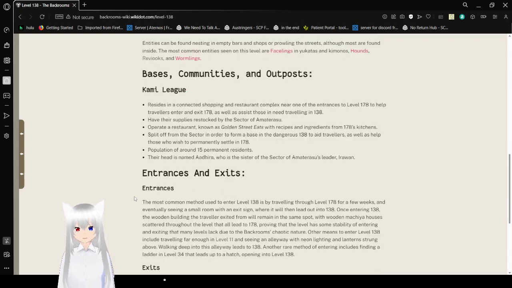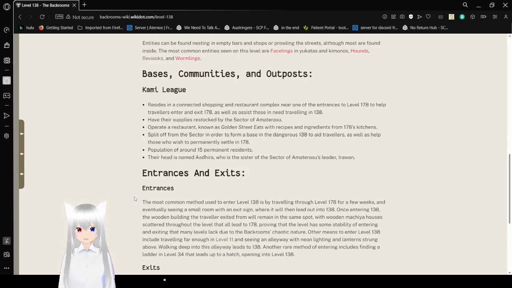Bases, communities, and outposts. Kami League, residents in a connected shopping and restaurant complex near one of the entrances to Level 178, help travelers enter and exit 178, as well as assist those in need of traveling in 138. They have their supplies restocked by the Sector of Amaterasu. They operate a restaurant known as Golden Street Eats with recipes and ingredients from 178's kitchens. They split off from the sector in order to form a base in the dangerous 138 to aid travelers, as well as help those who wish to permanently settle in 178.